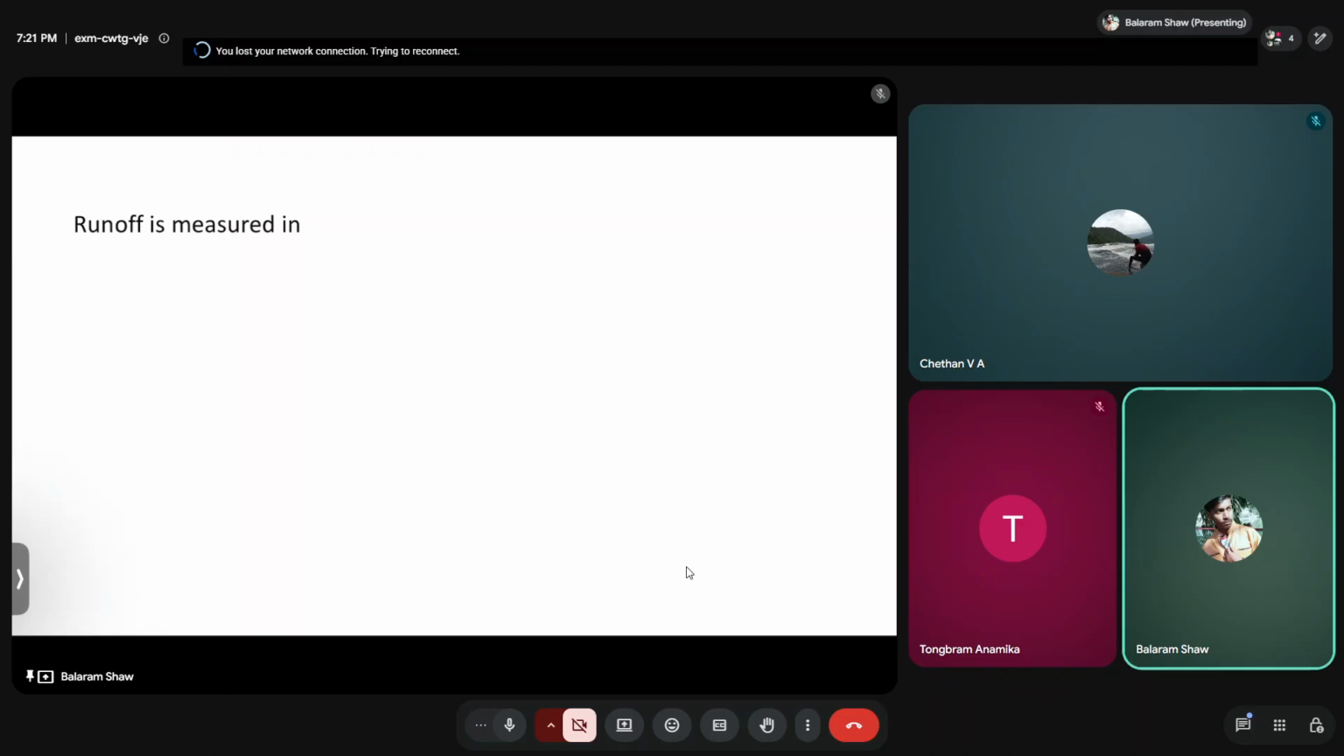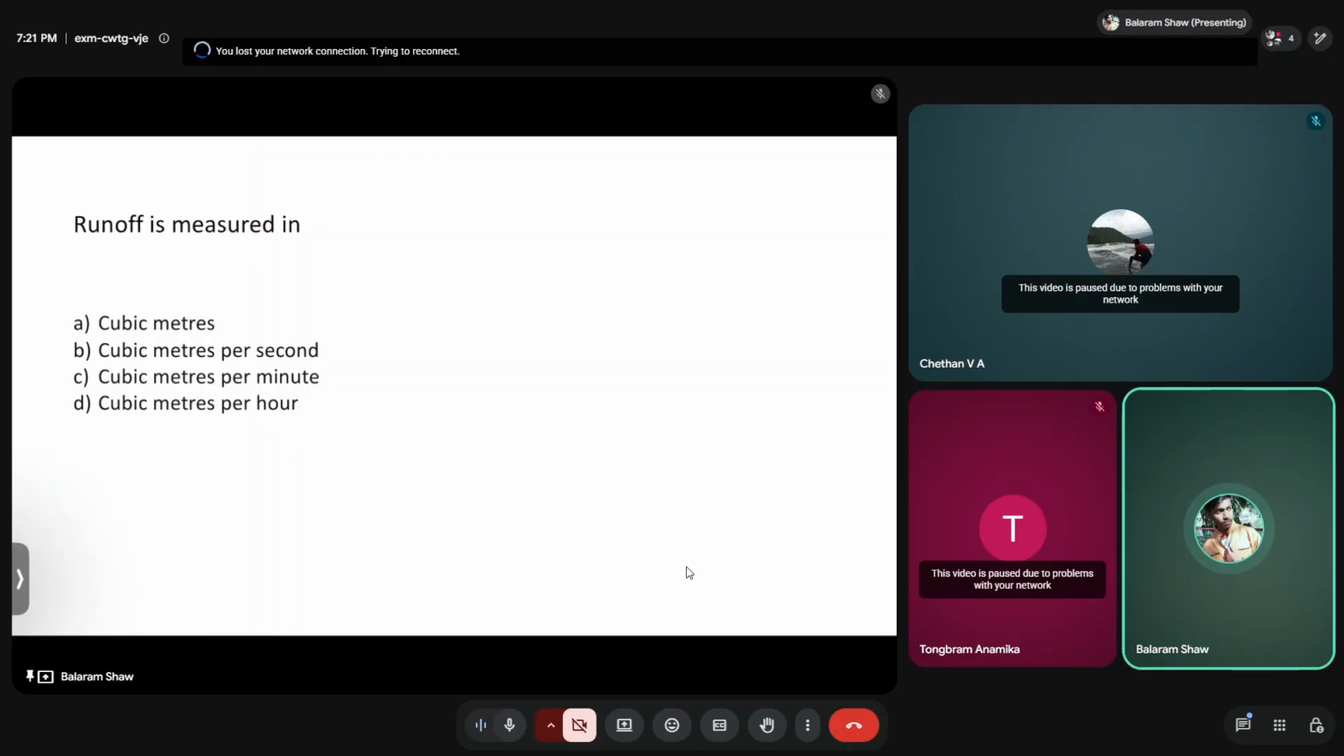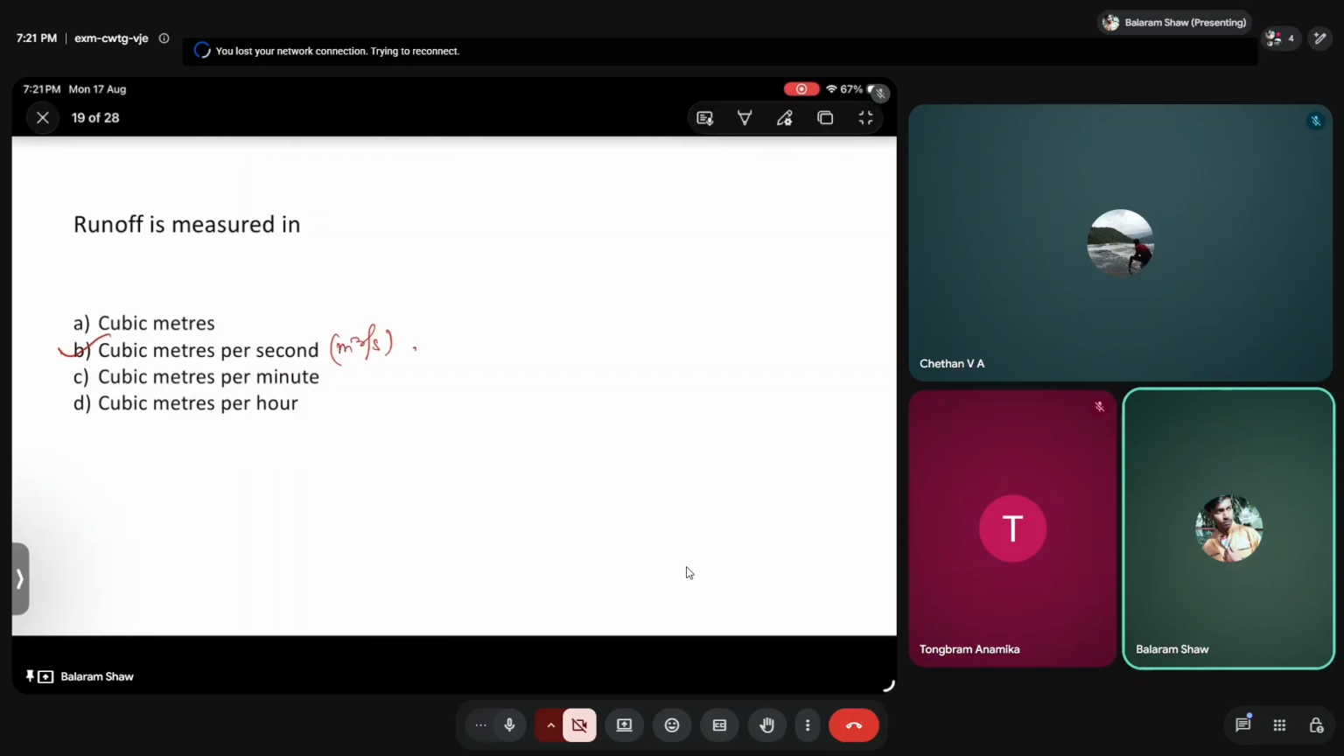The next question is, runoff is measured in. We have seen that runoff is generally measured in meter cube per second, right? So the correct answer is B.